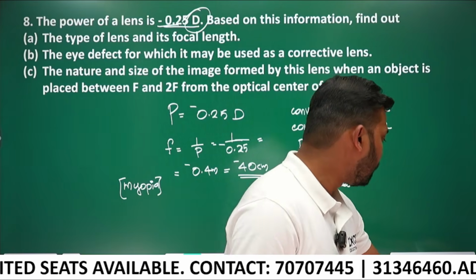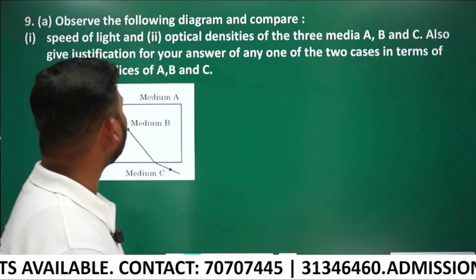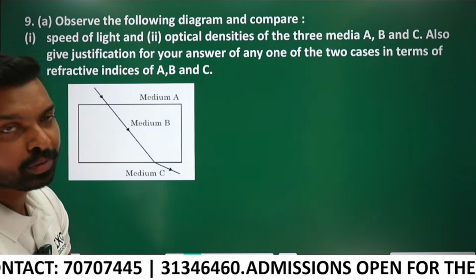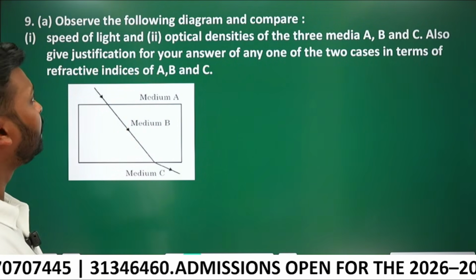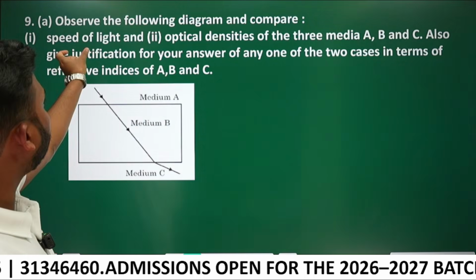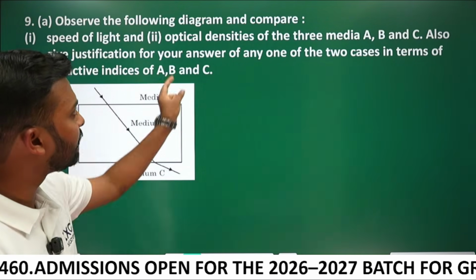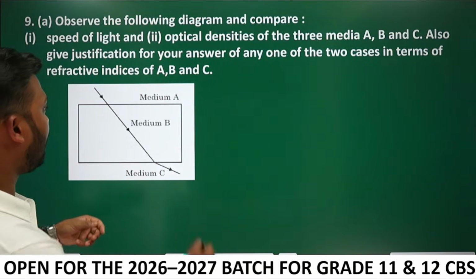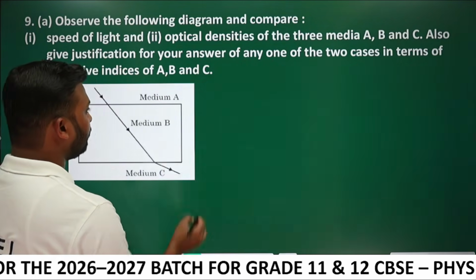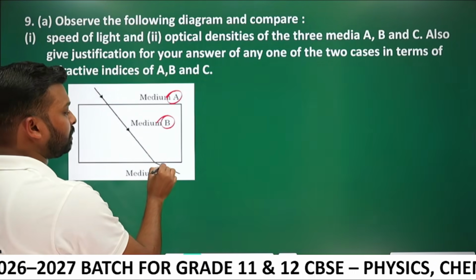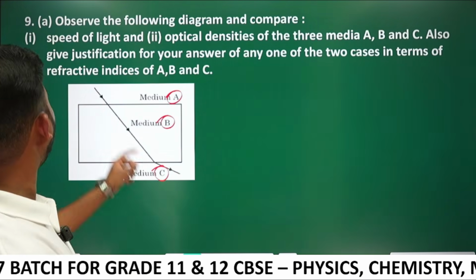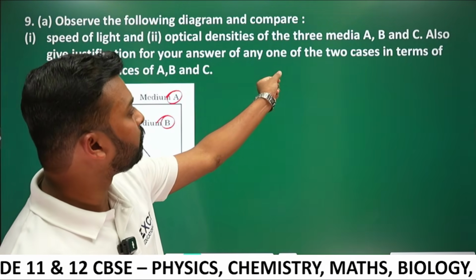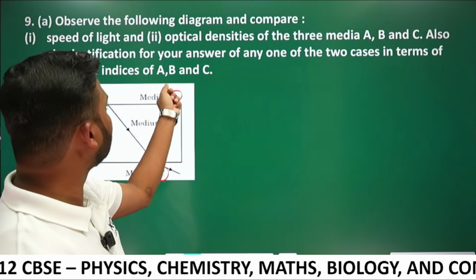Okay, now let's go for the next question. So what is the next question? Observe the following diagram. You are given a diagram, and then you have to compare the speed of the light, and next the optical densities of the three media A, B and C. So we have three media, isn't it? Three mediums are given: A, B, C, right? Also give justification for your answer for any one of the two cases in terms of the refractive index of A, B and C.